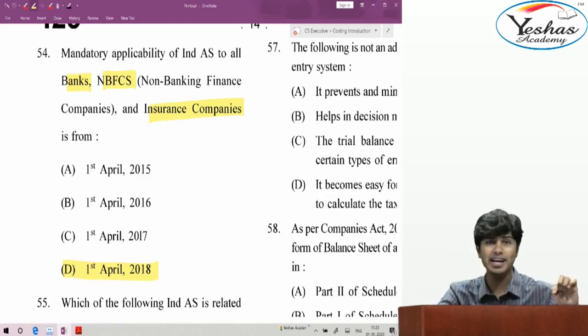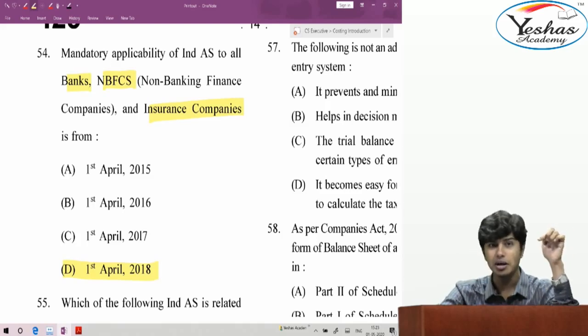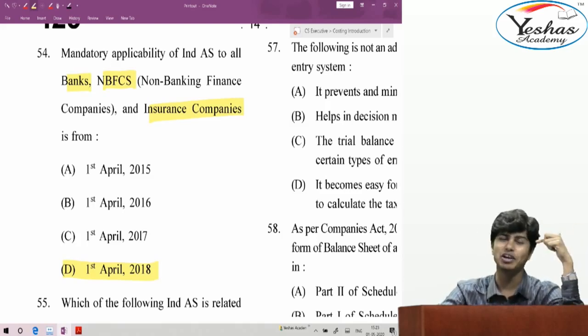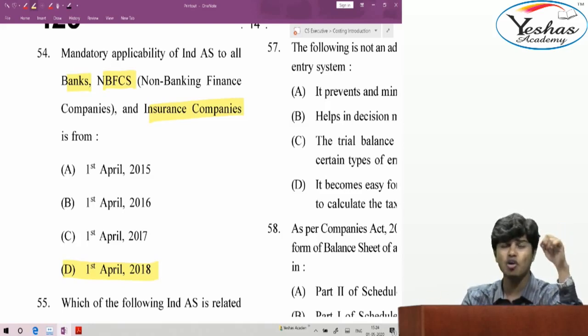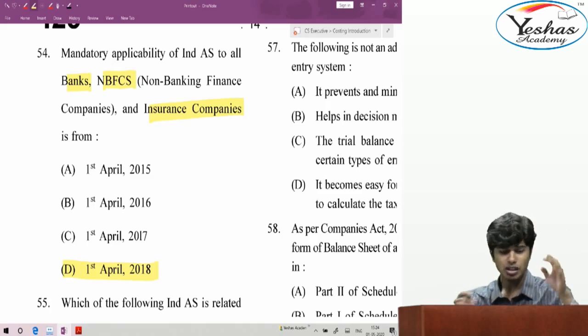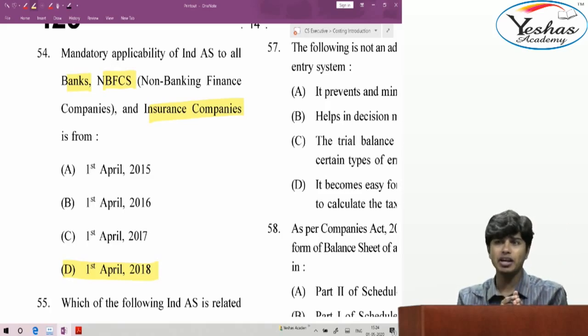With respect to banks, it is applicable from 1st of April 14, but later they said we'll do it 1 year late, we'll do it from 1st of April 19. So they postponed it. And for insurance companies, IRDA has made a clear notification saying that we'll start following Ind AS from 1st of April 2020. So the applicability of Ind AS is different for banks, different for NBFCs, and different for insurance companies also.